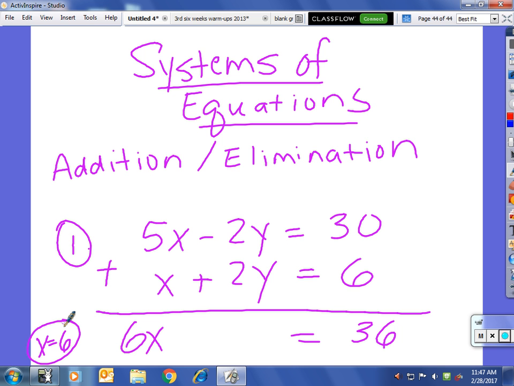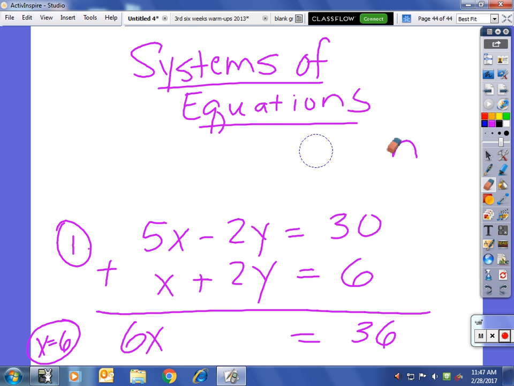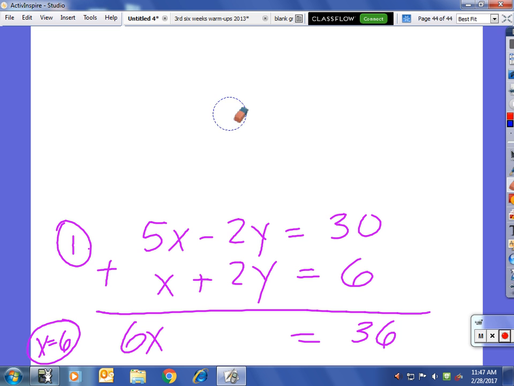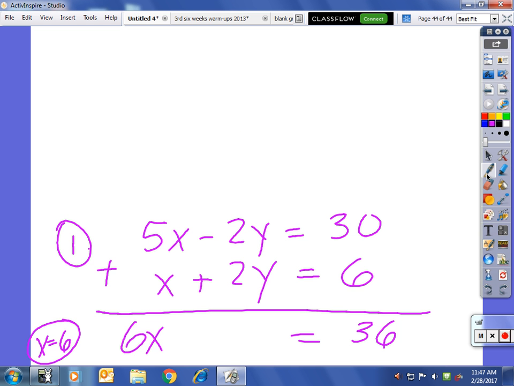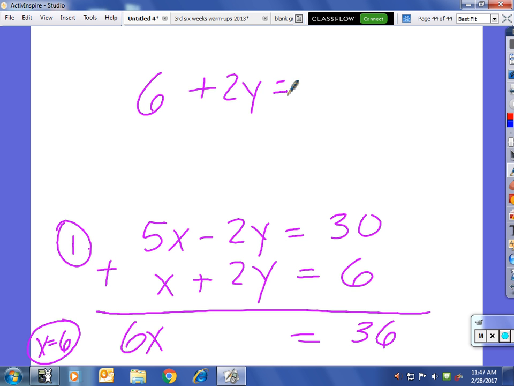Which equation should we put 6 back into for x? You're not sure. Guess what? It doesn't matter which one you put it back into. Whichever one looks easier. To me, the bottom equation looks easier. Let me erase my title so I can do some work here. I now know that x is 6. So I'm going to put a 6 into the bottom equation. So instead of x, I'm going to put a 6 plus 2y equals 6.